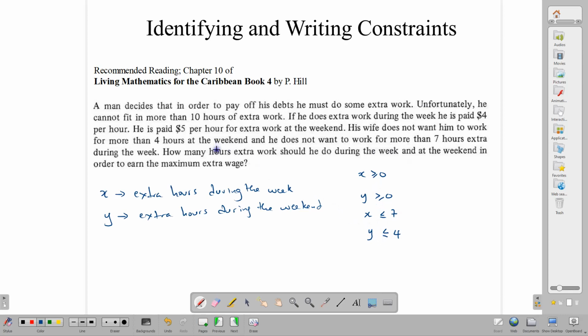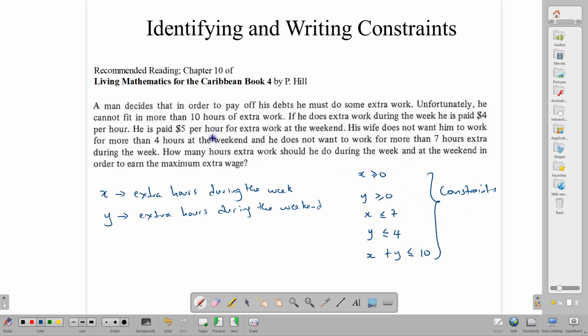And the final one, he cannot fit in more than 10 hours of extra work. So when you add the X hours and the Y hours, you cannot get more than 10 hours because he can only fit in 10 hours of work during the week. These are our constraints. These are the conditions within which he has to work. These are the boundaries that he has. These are the considerations that he has to make. So these are his constraints.